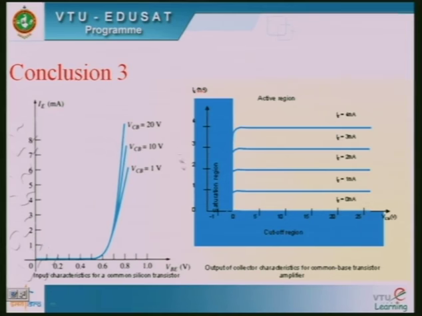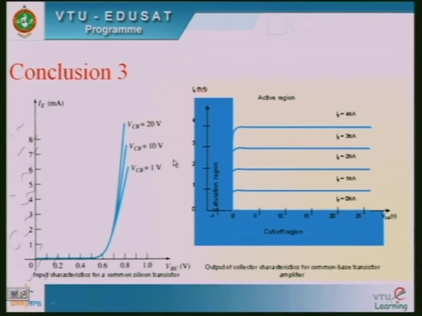It is mainly because whenever there is an increase in VCB, the width of the depletion layer across the collector junction increases and penetrates more into the base region. Therefore more majority carriers can be swept into the collector, thereby increasing the IE current. Next are the output characteristics.